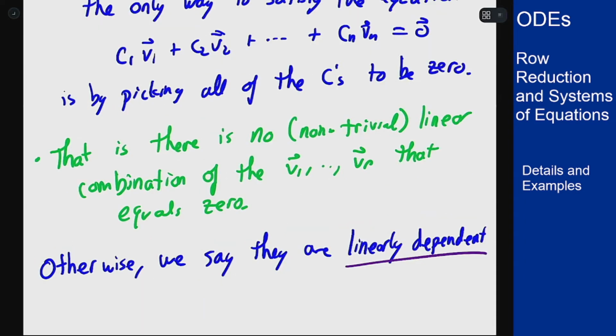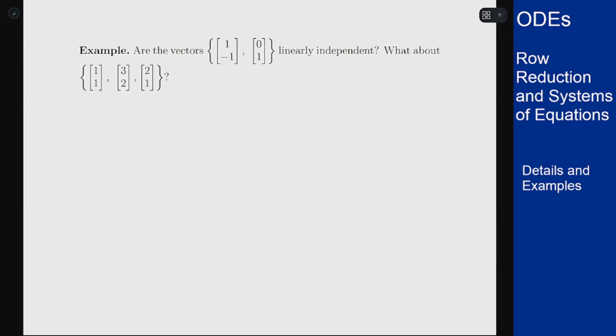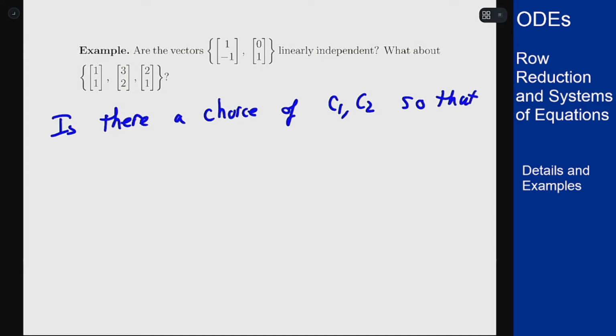Let's see, in terms of an example, what this looks like. So are the vectors 1, -1 and 0, -1 linearly independent? Let's answer that one first. So to look at this, I want to see, is there a choice of c1 and c2 so that c1 times the vector 1, -1 plus c2 times the vector 0, 1 equals the 0 vector.